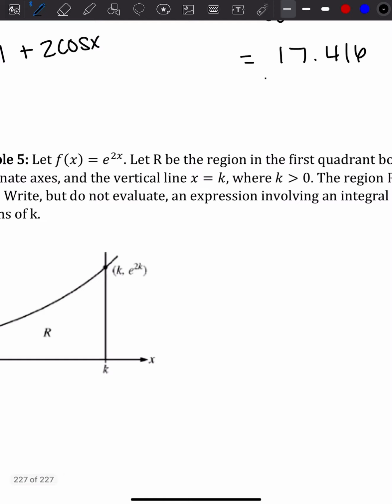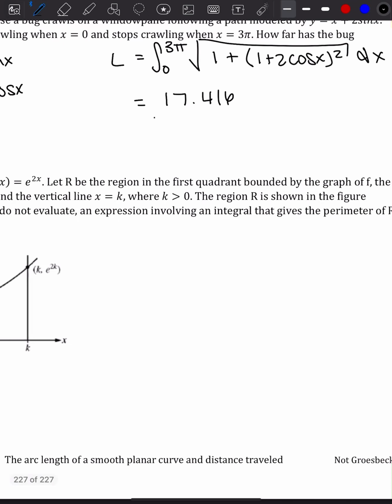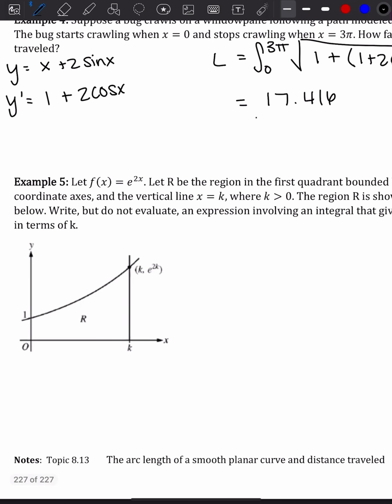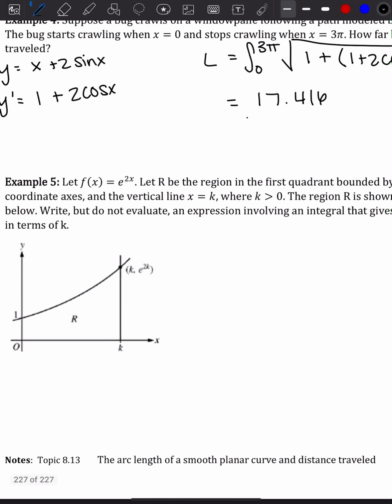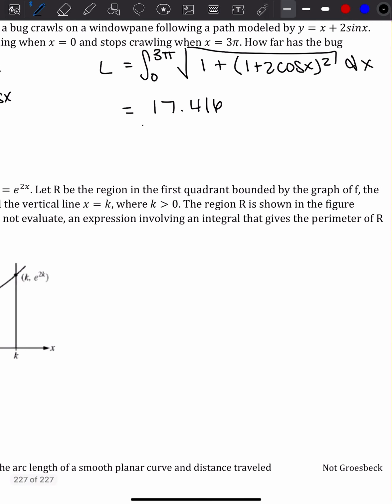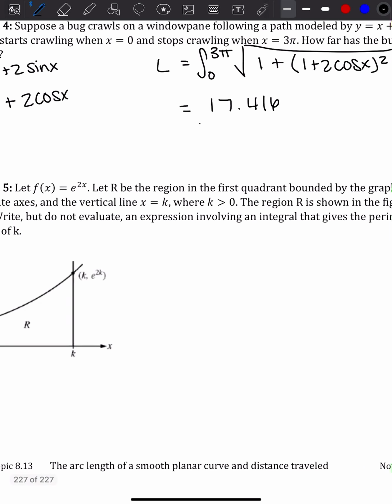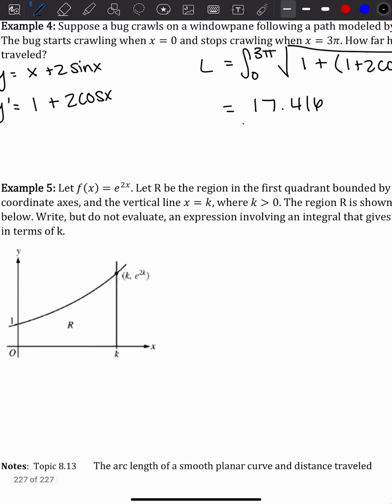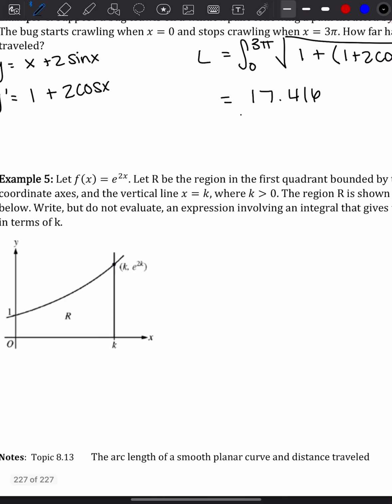Our last one here, we have let f of x equals e to the 2x. Let R be the region in the first quadrant bounded by the graph of f, the coordinate axes and the vertical line x equals k, where k is bigger than 0. The region R is shown in the figure below. Write, but do not evaluate, an expression involving an integral that gives the perimeter of R in terms of k.